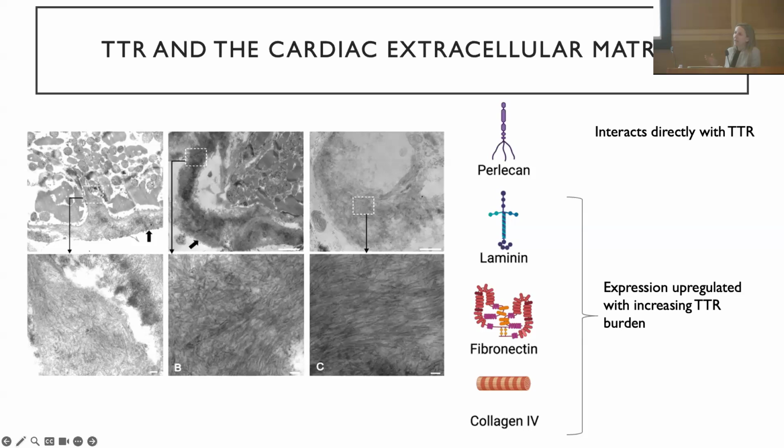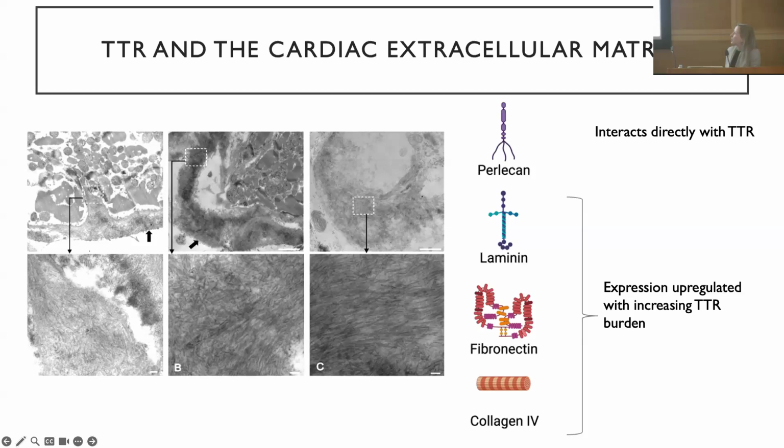So my thinking was that if TTR is depositing outside the cell, there's probably going to be some interaction with the extracellular matrix. And indeed, we know that TTR can interact directly with perlecan, which is a common component of the cardiac ECM, and that patients with transthyretin amyloidosis actually have increasing expression levels of ECM components.